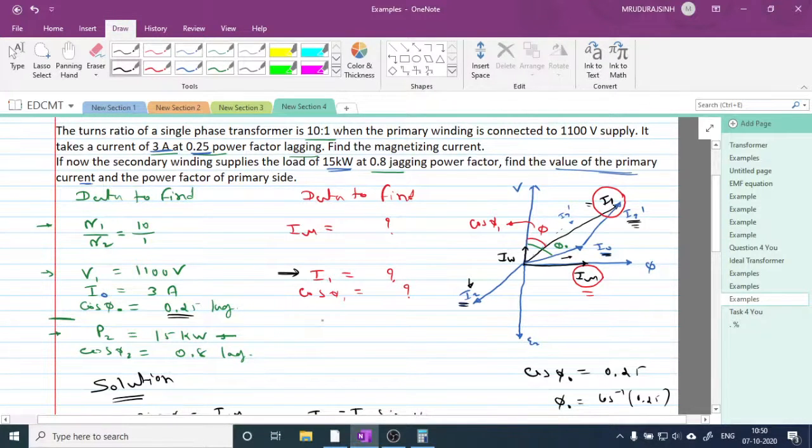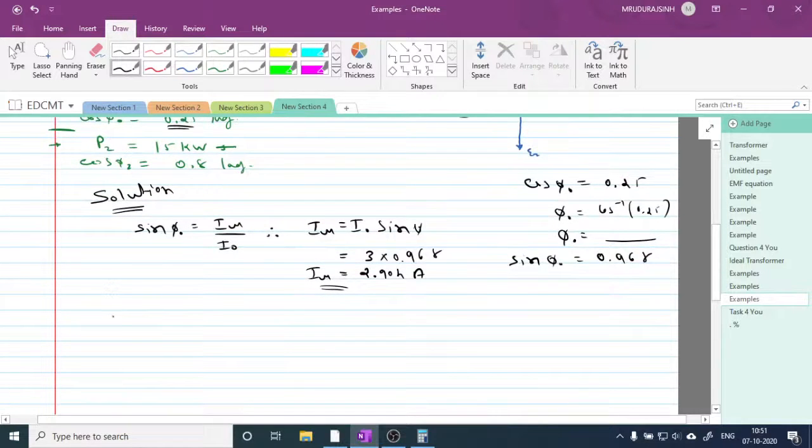Now to find I2, what do we require? We have the power. The equation of power is V I cos phi, right? This much power is what the load is drawing. So from this we can calculate I2. Power is given to us, cos phi is given to us, that is 0.8, but for that we still require the secondary voltage V2.